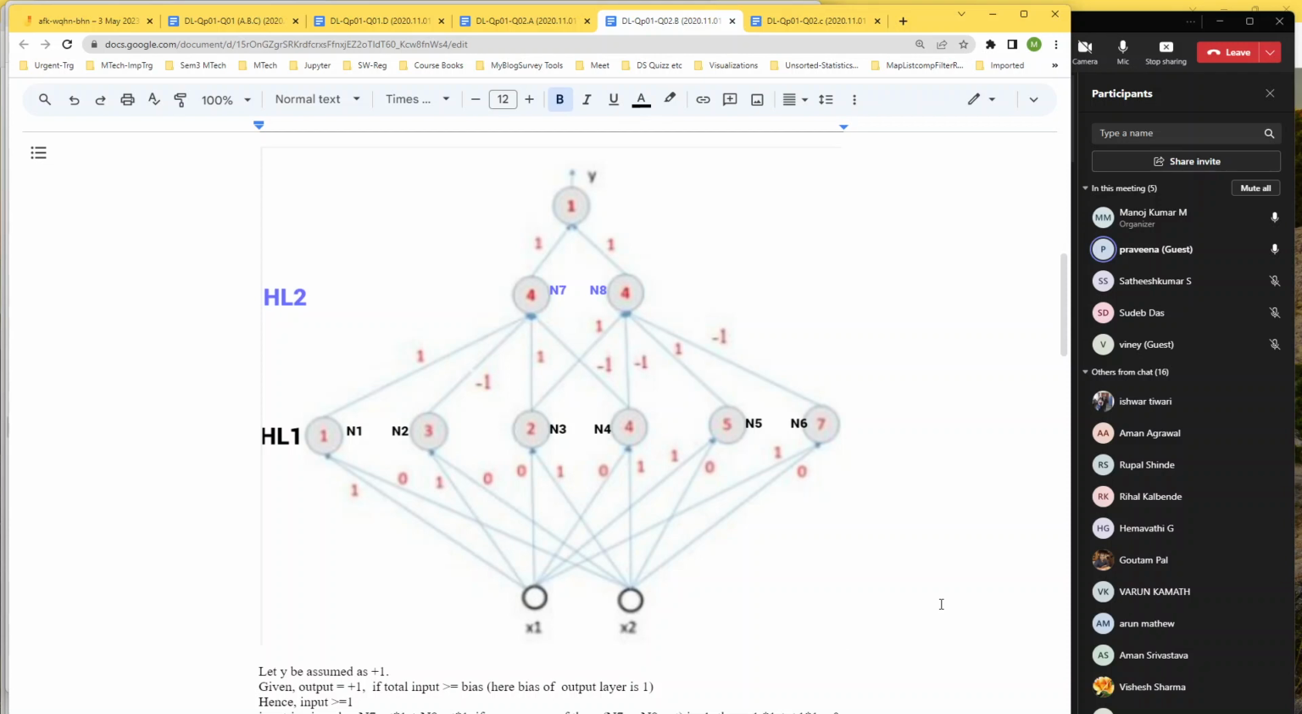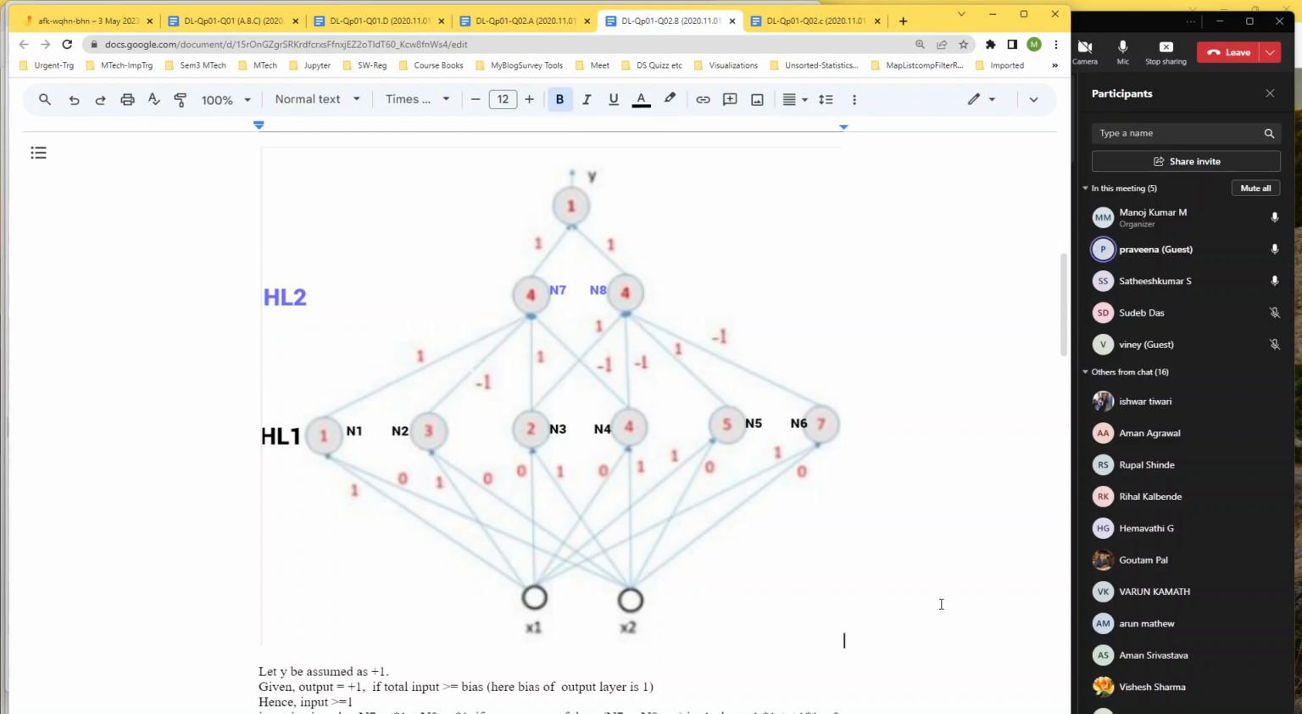The rest of the nodes, because of that given condition that the output is 1 if the input to that particular node is greater than or equal to the bias, and output is -1 if the input to that node is less than the bias. So because of that condition, N1, N2, N3, N4, N5, N6, N7, N8, and also that Y will only take a +1 or a -1.